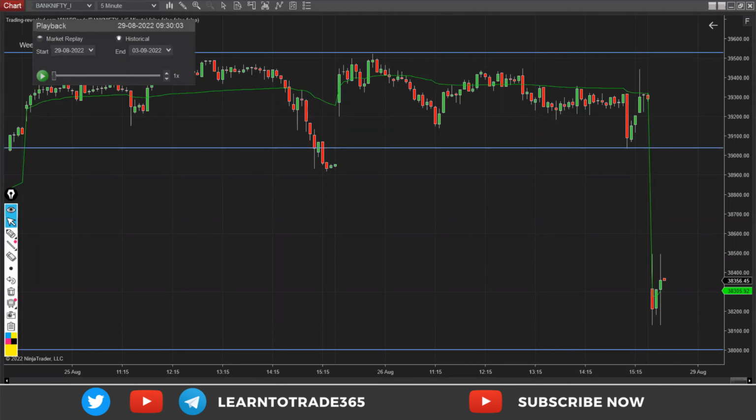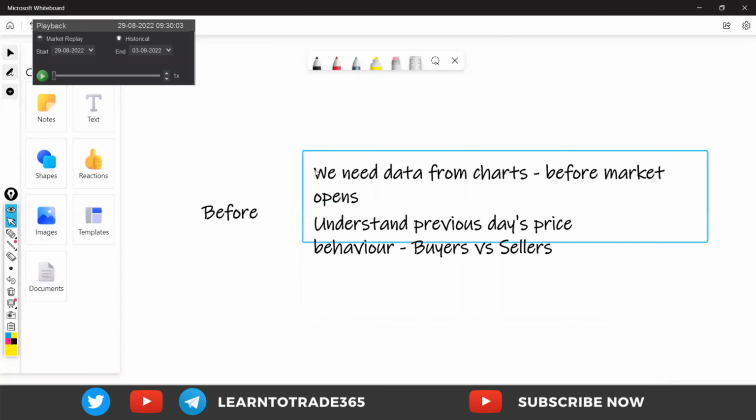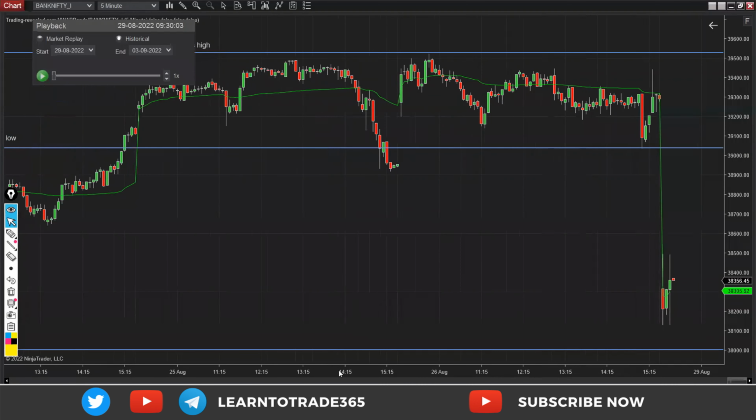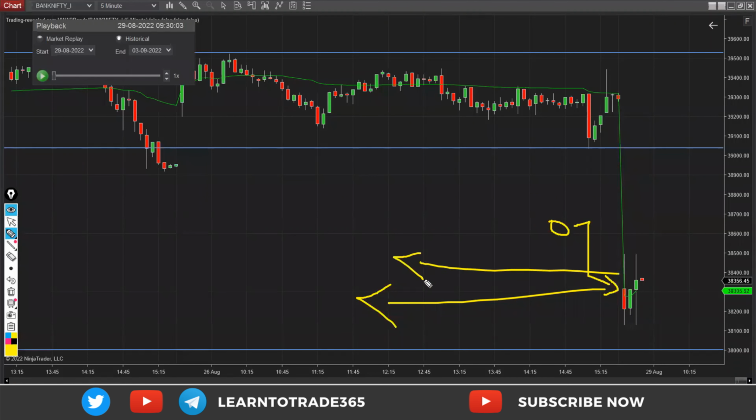Okay, so the first stage is done. Before that, we need to get data points from the chart: who is in control, buyers or sellers, understanding with the previous day. As per the 29th day, no one is in control, right? Next day, the market is opening. First of all, during live market, during the opening, from a price action perspective, we need to check at which zone and at which price level the market is open.